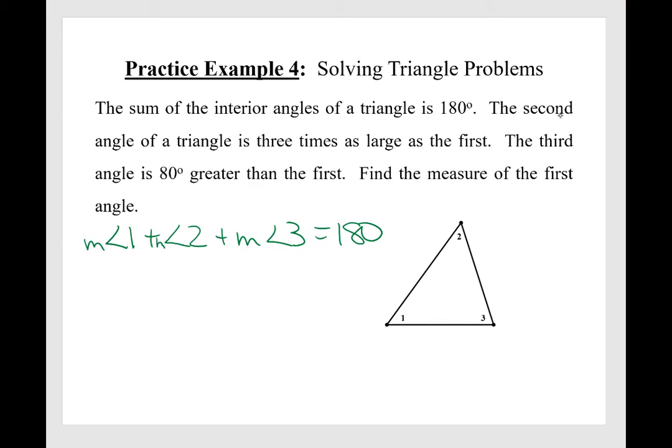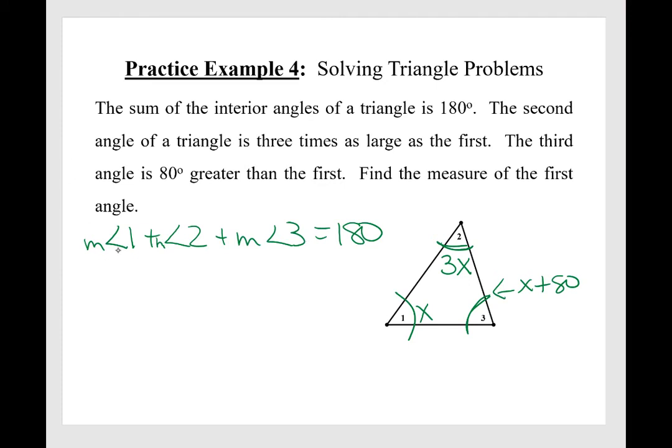Okay, this says the second angle of the triangle, so this one up here, is 3 times larger than the first. So 3 times, we'll call it x. Okay, so the first one is x. So the second one is 3x. And the third angle is 80 degrees greater than the first. So that means this one down here is x plus 80. Okay, so 80 degrees greater than the first. So there's my 3 angles labeled.